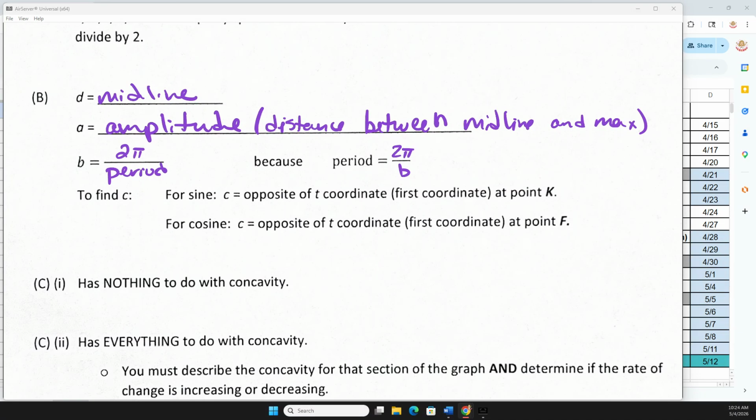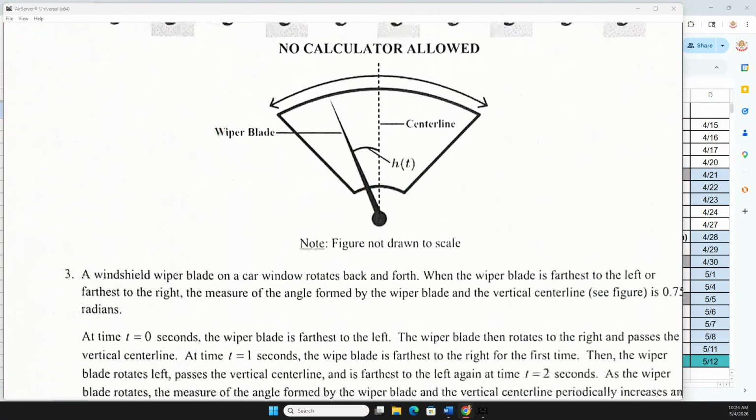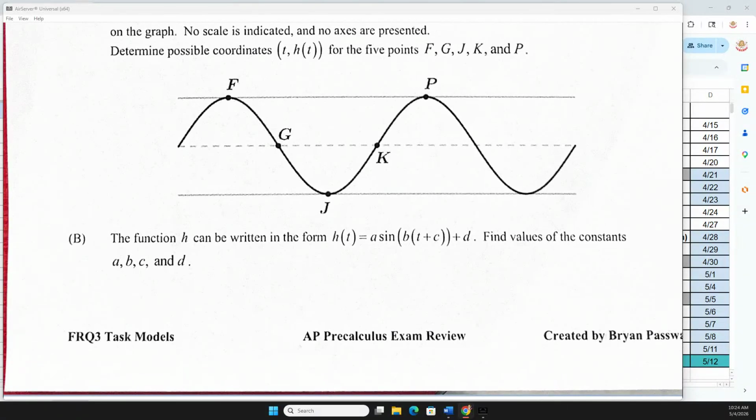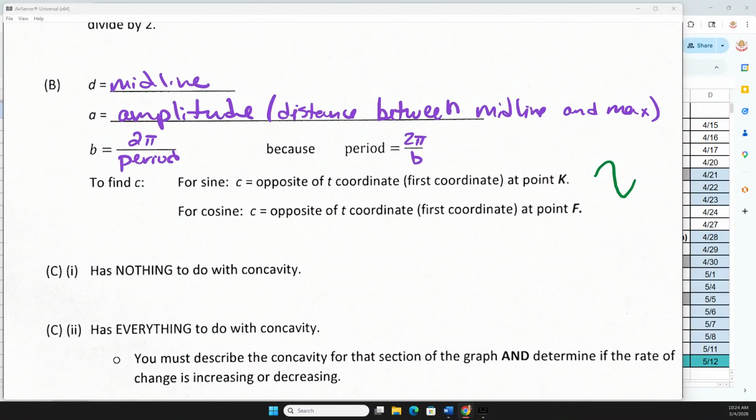But if you guys remember, sine looks like this. So it starts at a midline, and then it goes up, and then back to the midline, and then down, and then back to the midline. That is always going to correspond with the point K. So one period of sine starts at K. And so when we find C, we're just going to do the opposite of the t coordinate or the first coordinate at K.